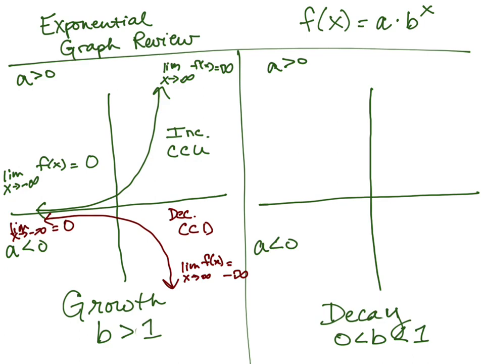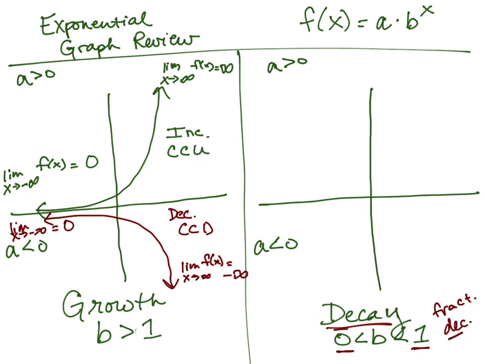Now, let's get on the other side over here. Now we're talking about b being a number between 0 and 1. What kinds of numbers are between 0 and 1? Give me some. 0.3. Fractions or decimals. So in this case, we're dealing with exponential decay.